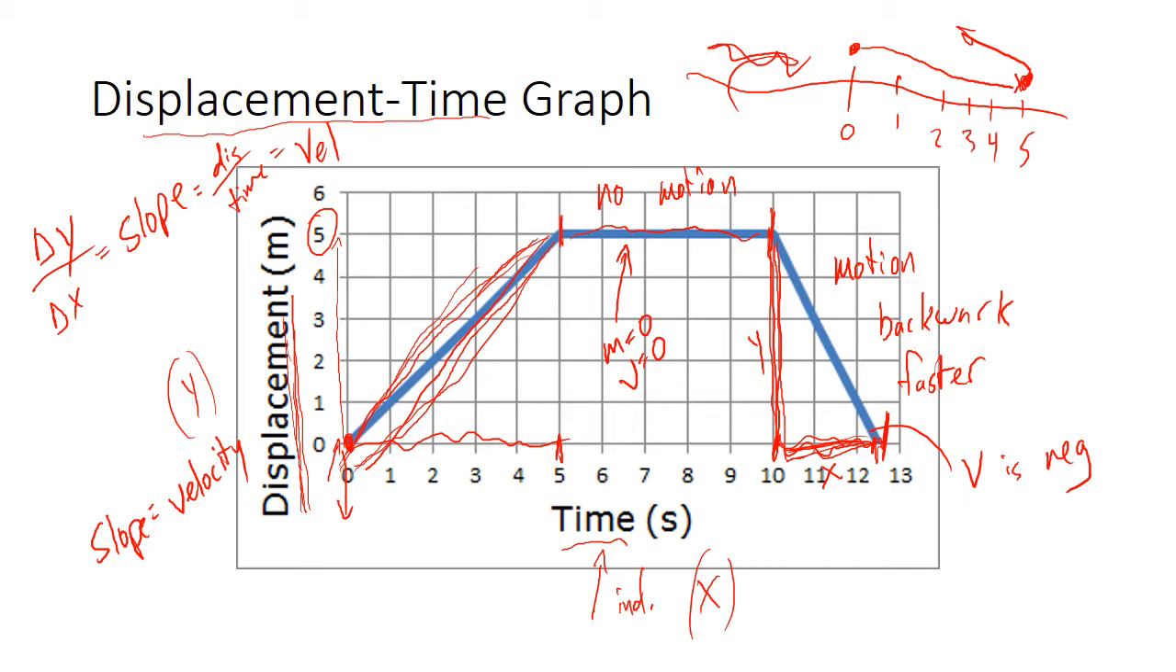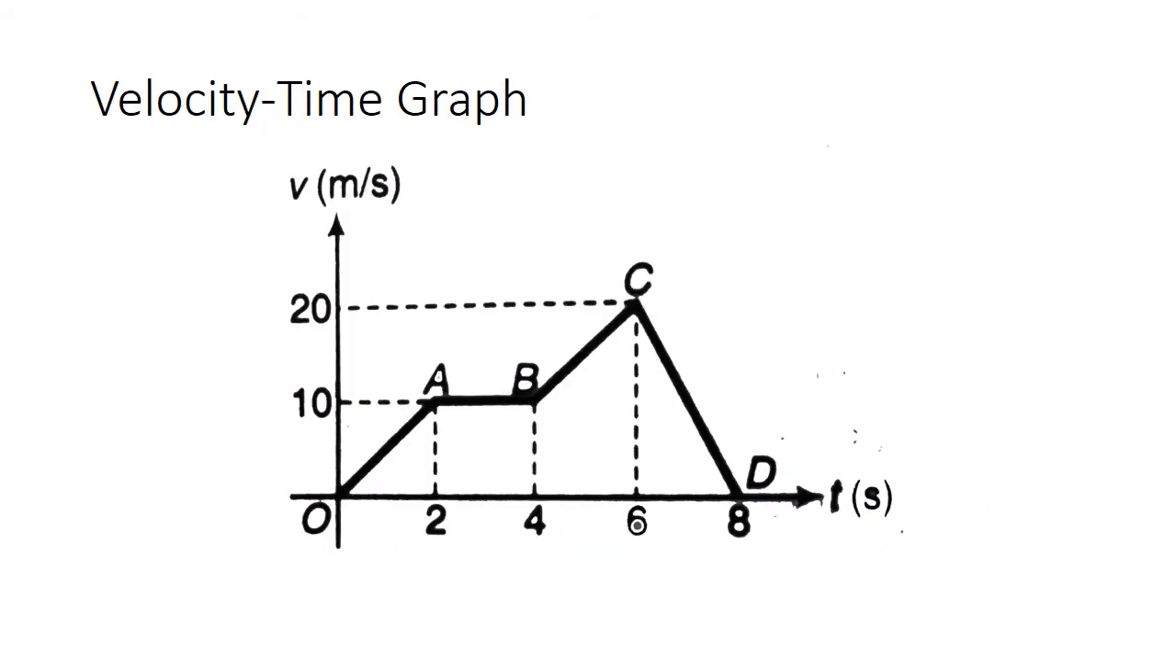All right, there's one other type of graph that we have to worry about. Let's look at that. This is a velocity time graph. Okay, velocity time graph, I wonder what makes it different.